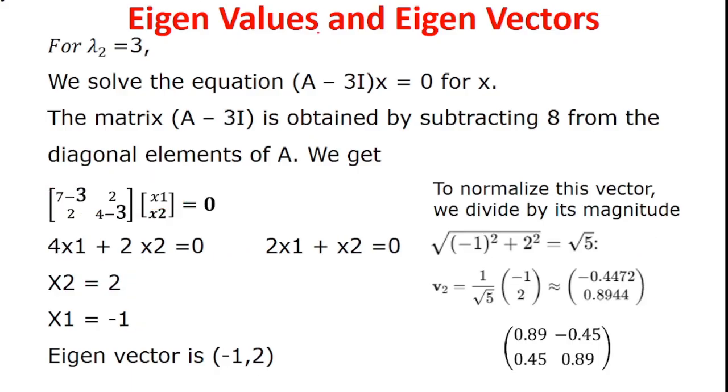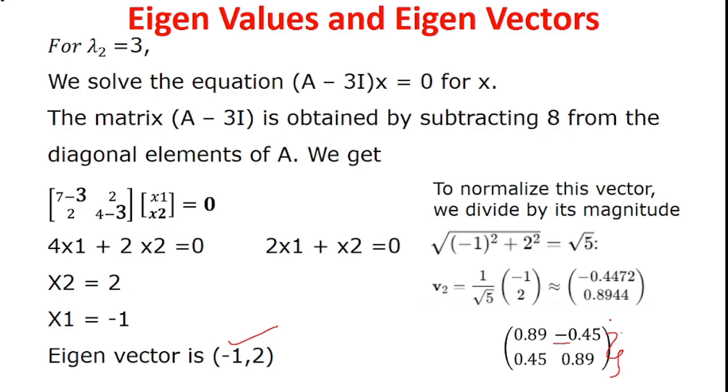In the same way, consider lambda 2 equal to 3. You proceed the same way and calculate the values of x2 and x1. So the eigenvector is minus 1 comma 2 for both cases. So the normalized eigenvector is minus 0.45 and 0.89. This minus sign, we can change the notation to 0.45 and minus 0.89. It is possible in eigenvectors.